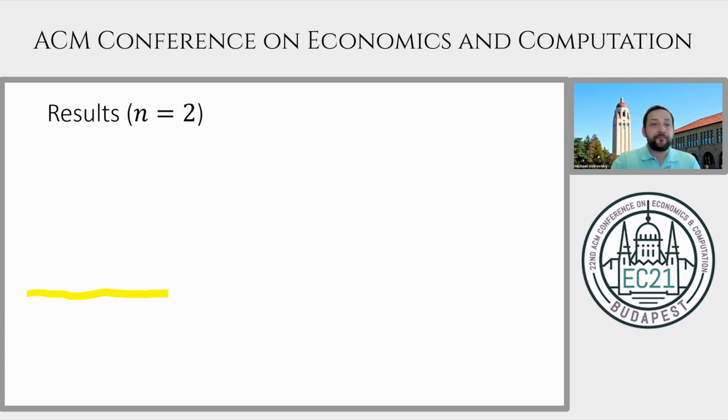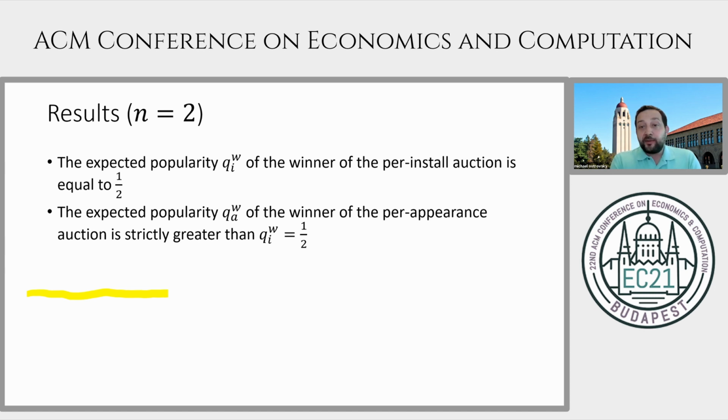So here are the results. For simplicity, I'm going to show them for n equal to 2. In the per install auction, the expected popularity of the winner is just 1/2. It's just because it's uncorrelated with the outcomes of the auction, and it's uniformly distributed from 0 to 1. So the expected popularity is 1/2. In the per appearance auction, because bidders are ranked by the product of their popularity times their revenue per user, the expected popularity of the winner is strictly greater than 1/2. So more popular search engines would be winning under the per appearance auction rather than the per install.